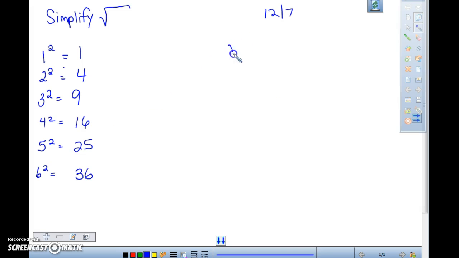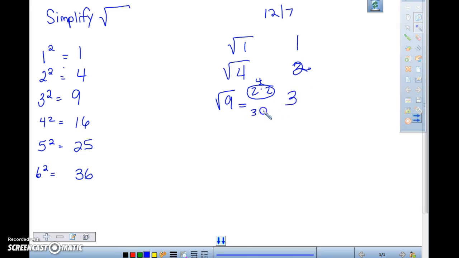If I wanted to find the square root of 1, I need to think about what times what gives me 1. 1. And then the square root of 4 is 2, because it's like 2 times 2. It's like the reverse of that. Yes, it's like the inverse. The square root of 9 is 3 because 3 times 3 is 9.